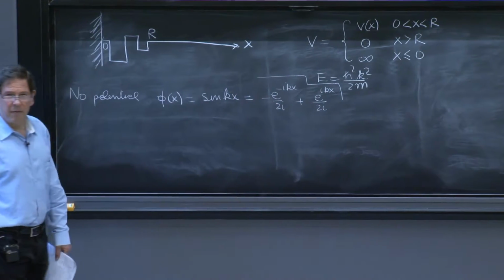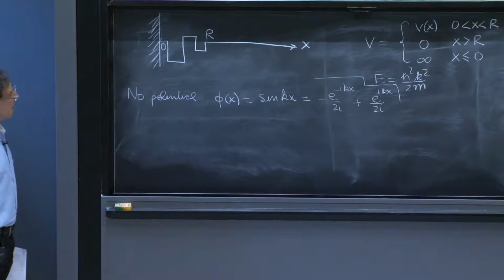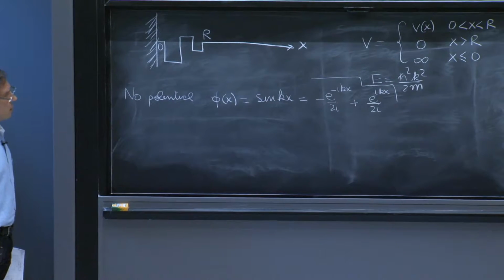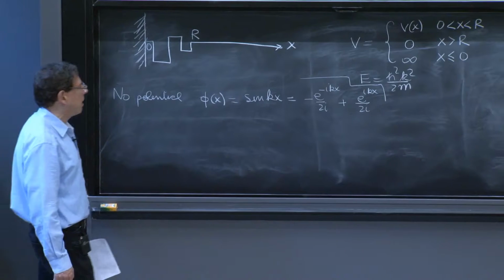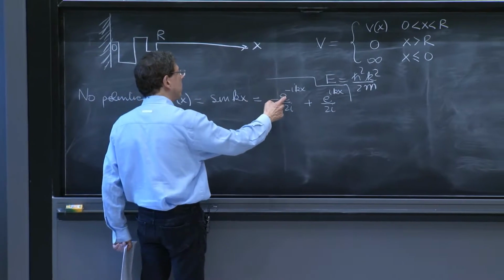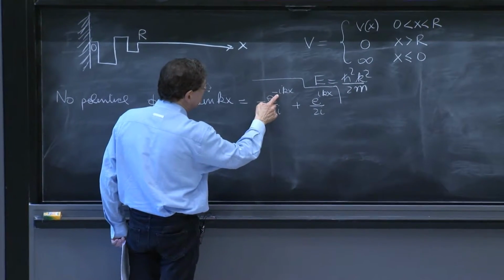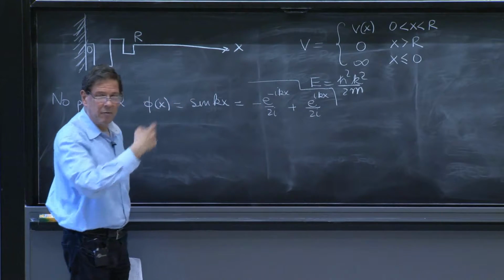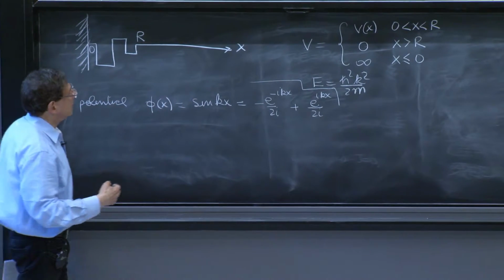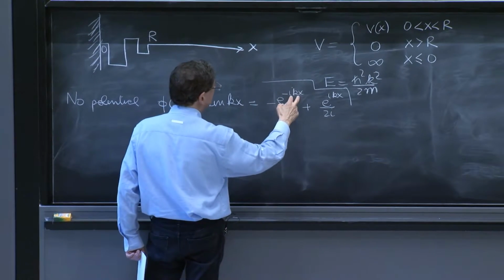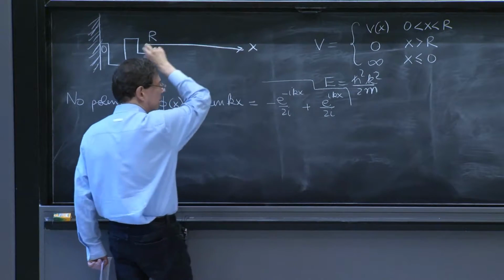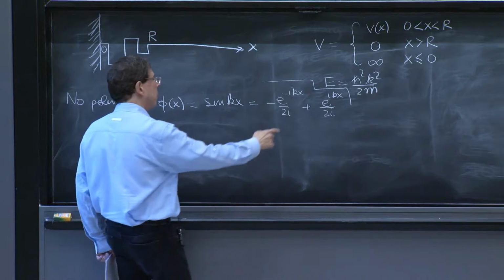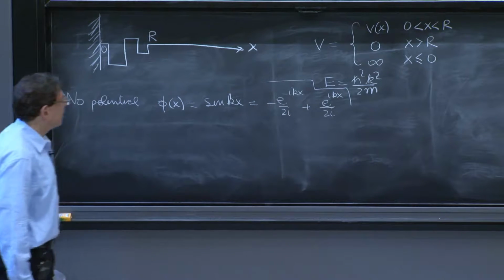This is the sine function rewritten in terms of exponentials in such a way that here is the incoming wave. Remember, the time dependence is e to the minus iEt over h bar. So this wave combined with the time is a wave that is moving towards the origin. This wave is moving outwards.